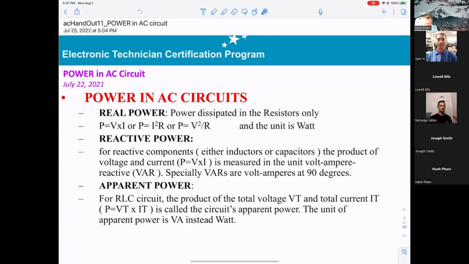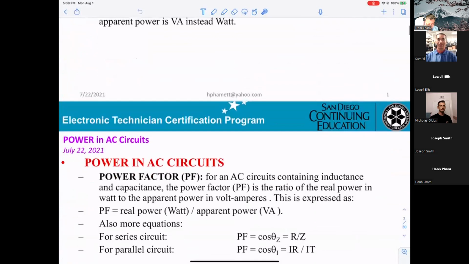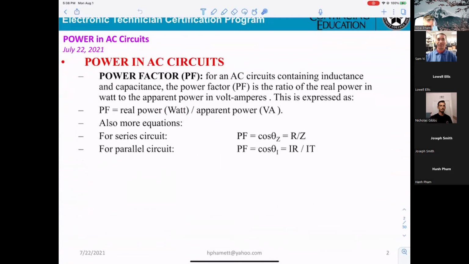What will be only real power? Power in AC circuit. Power factor, PF. For an AC circuit containing inductance and capacitance, the power factor, PF, is the ratio of the real power in watts to the apparent power in volt-amperes. This is expressed as power factor PF equals real power divided by apparent power.